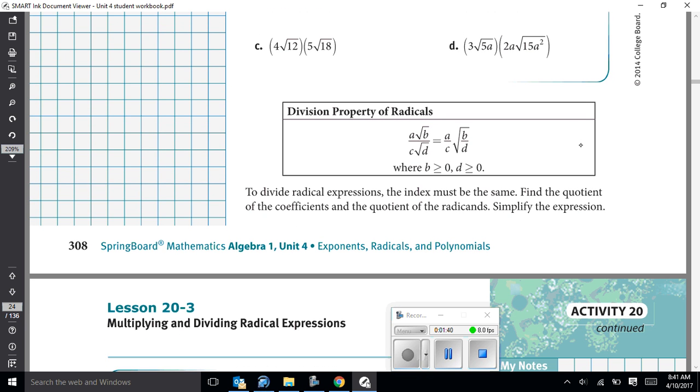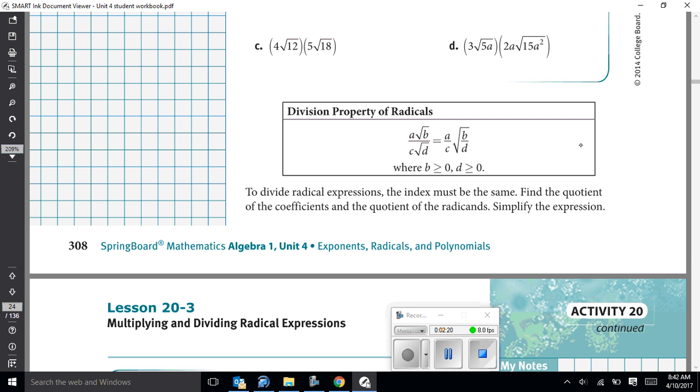So the division property of radicals: we have a times the square root of b divided by c times the square root of d. You take your numbers that are outside the radicals and you divide them, and then everything that's inside the square root can be divided inside the square root that has it all inside. The reason this is helpful is sometimes it's easier to divide the numbers and then square root it, and sometimes it's not easier. Sometimes it's easier to deal with them individually. But the more you know about radicals, the better prepared you are for dealing with them, because you want to make life easier, right?